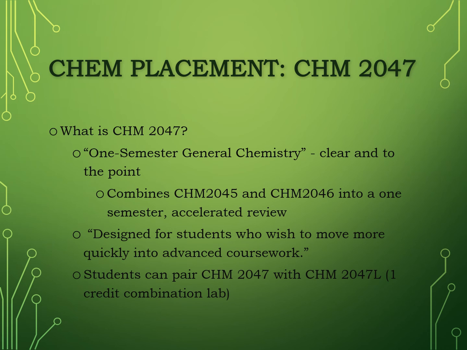Chem 2047. So this is a 1-semester general chemistry class. Clear and to the point, right? That is exactly what it's called. It's easy to figure out because it is 1 semester of general chemistry. So this class combines Chem 2045 and 2046 into a 1-semester accelerated review. It's designed for students who wish to move more quickly into advanced coursework, and it can be paired with Chem 2047L, which is the 2-credit combination lab. Though if you already have credit for Chem 1 and Chem 2 and you're taking it as a review, you don't have to take the lab if you don't want to. That's entirely your call. This is a great class for students that are bringing in Chem 1 and Chem 2 already through dual enrollment or AP/IB, and they're really adamant about getting into organic chem.